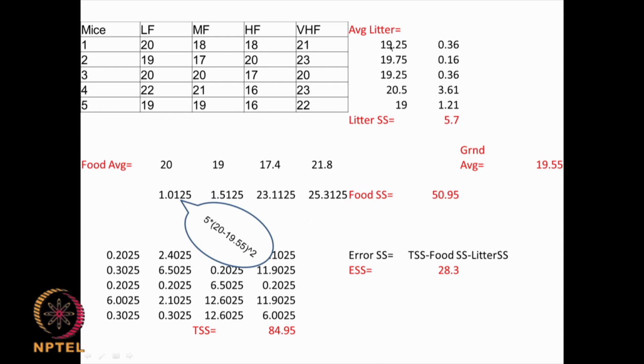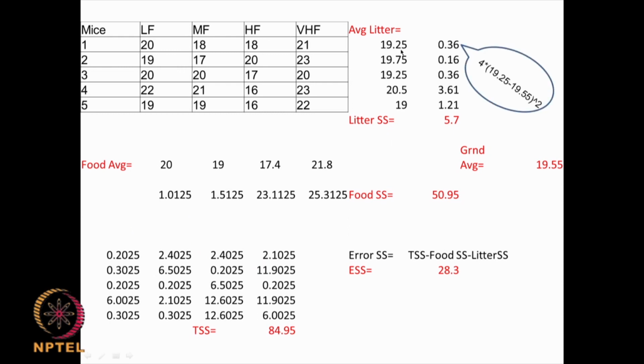Now, for litter I can also do this. How do I get this term? 19.25 is the average of this row, right, minus 19.55, square it up, multiply by 4. Why do I need to do 4? Because I have 4 terms here. So, 19.75 minus 19.55 squared multiplied by 4, 19.25 minus 19.55 squared multiplied by 4, 20.5 minus 19.55 squared multiplied by 4, 19 minus 19.55 squared multiplied by 4. If I add up all these, I will get the litter sum of squares.